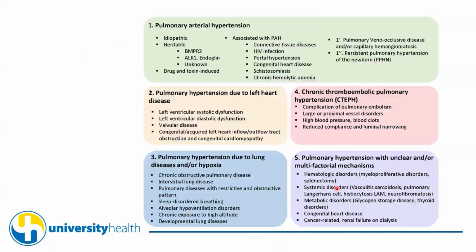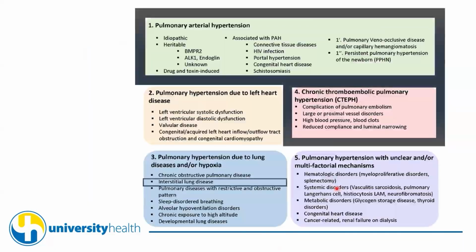And those patients are really these categories right here. So group 1, PAH, group 4, CTEPH, and then a subset of group 3, those with interstitial lung disease causing pulmonary hypertension. So these three groups of patients have all shown benefit from pulmonary vasodilators. Now, I'm sure you're asking, left heart disease was the most common cause of pulmonary hypertension. What about them?